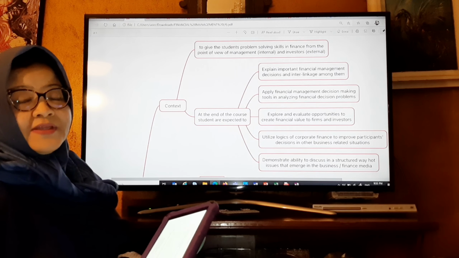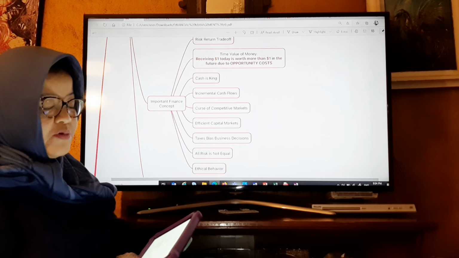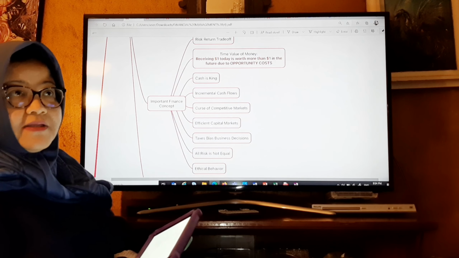And also it is explained the importance of finance concepts. We learn about risk and return trade-off, time value of money. There's an exercise about it, which means receiving $1 now is worth more than receiving $1 in the future because of opportunity cost. Cash is king. There are a lot of concepts that are shared, but only as an opening in this first course. We are given our first case, which is about our retirement plan.